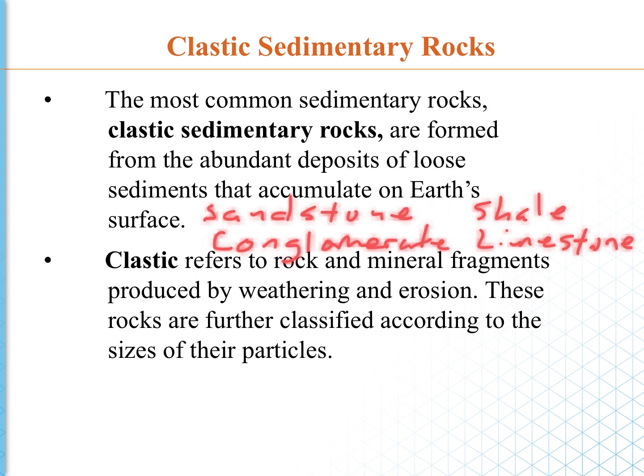The next idea here is clastic. Clastic, or clasts, are fragments of rock. So when I'm talking about sand, silt, clay, I'm talking about different size particles or different clasts. Let's jot those down. From left to right, from smallest to largest: clay, silt, sand, pebble. I'll go into a little more detail on that tomorrow.